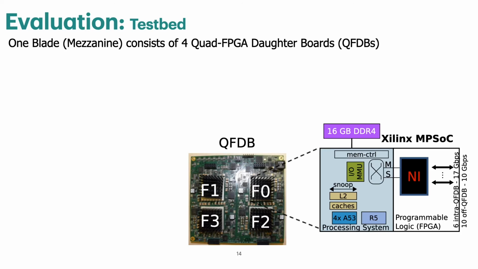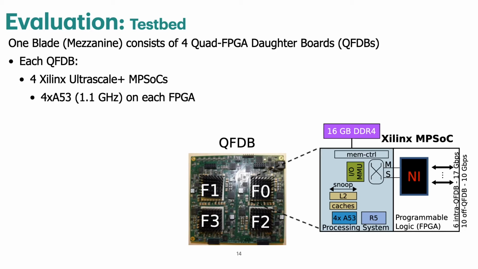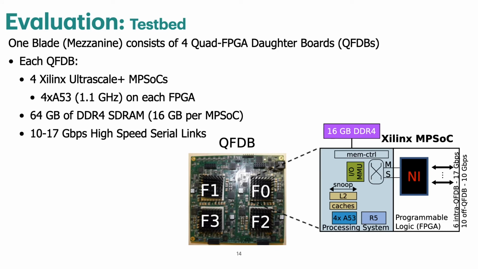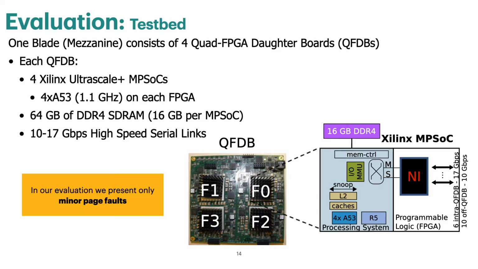Now for the evaluation, here we see the information for the testbed. One blade or mezzanine consists of 4 QFDBs, which is an acronym for Quad-FPGA daughter boards. Each QFDB consists of 4 Xilinx UltraScale Plus MPSoCs. Each MPSoC has 4 A53 processors. Each QFDB has 64 GB of DRAM. All components are interconnected with 10 to 17 Gbps high-speed serial links. In total, we used 16 FPGAs with 64 ARM cores.